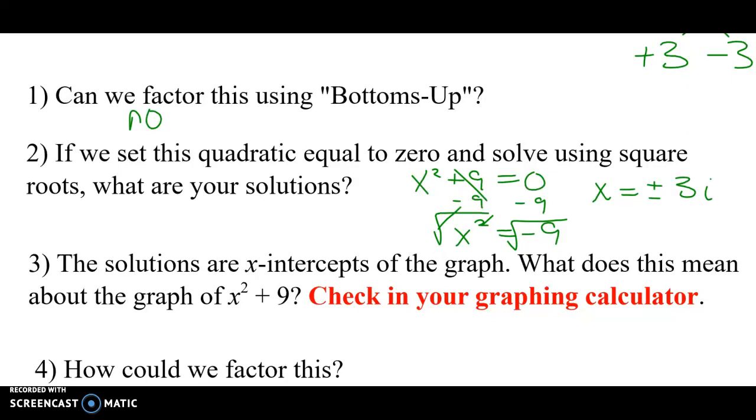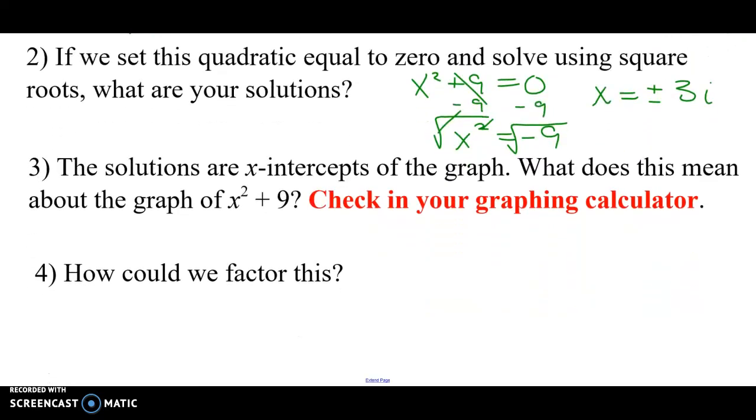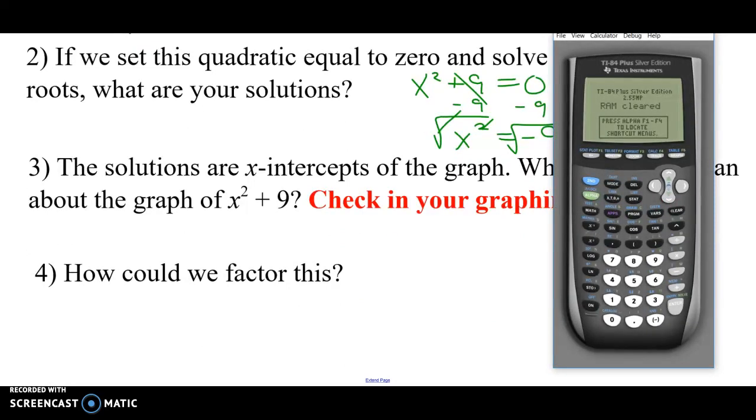So number 3 says the solutions are the x-intercepts of the graph. And it says check it in your calculator. So if I typed into my calculator really quickly, you don't have to do this. X squared plus 9. Does this cross the x-axis?